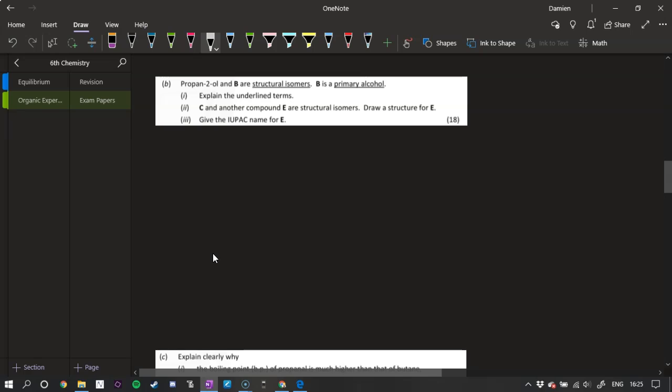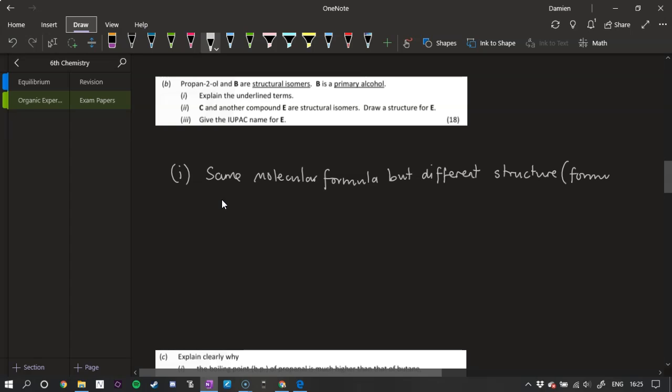Explain the underlying terms. So your structural isomer is compounds that have the same molecular formula but different structures, or different structural formula, you could use either, which is normally what I use.